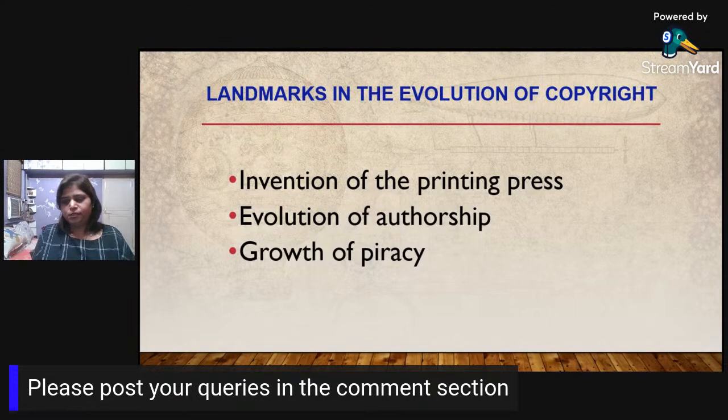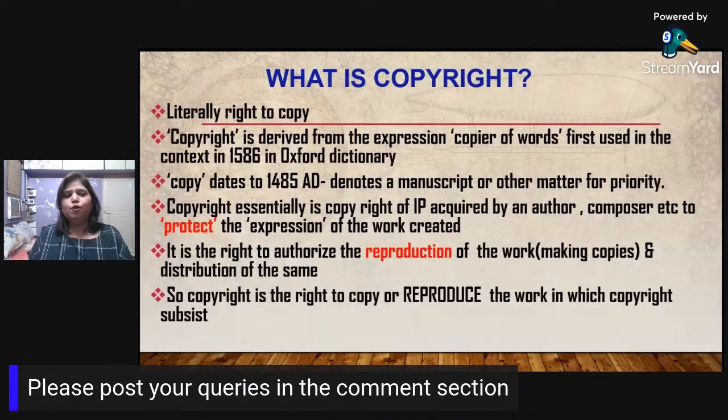But also the growth of piracy, as we know. So it is the literary right to copy. That's why it has come up because of the invention of the printing press. The word copyright is derived from the expression "copier of words," first used in this context in 1586 in the Oxford Dictionary. So you can say it is basically IP acquired by an author, composer, etc. to protect the expression of work created. It is the right to authorize the reproduction of their work or make copies.